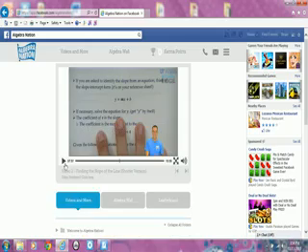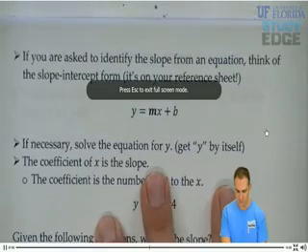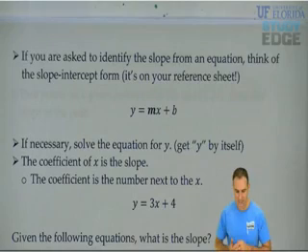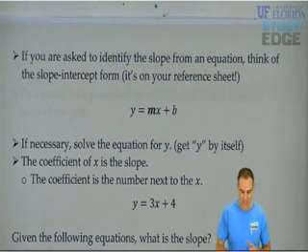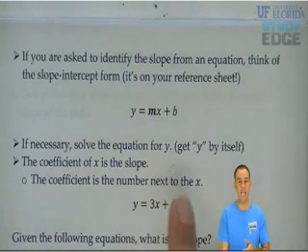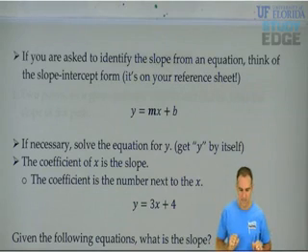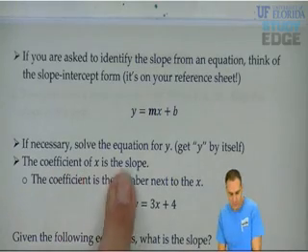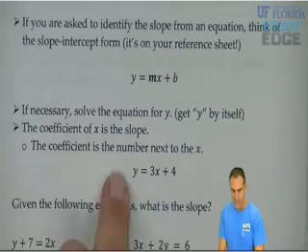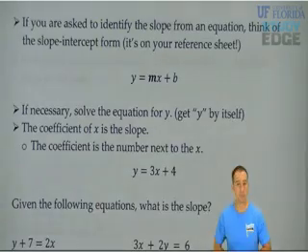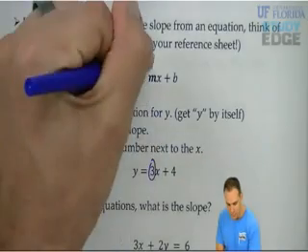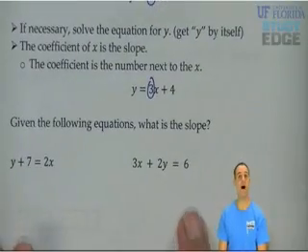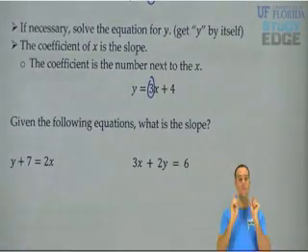All right, back to work. To identify the slope from an equation, think of slope-intercept form. Again, it's on your reference sheet. y equals mx plus b, which means if necessary, solve the equation for y, get y by itself on one side. And if you do that, the coefficient, the number in front of x will be the slope. But if it's not solved for y, then you have to get y by itself first.